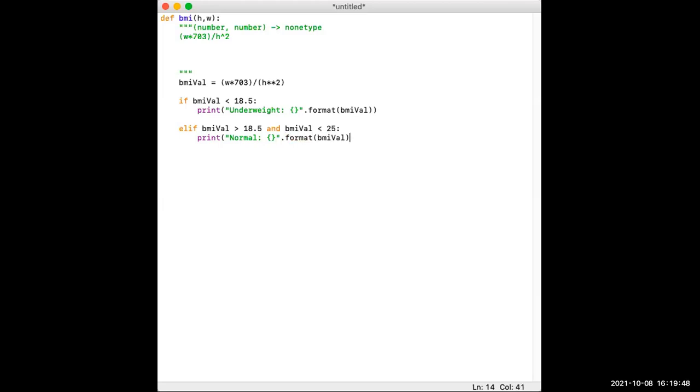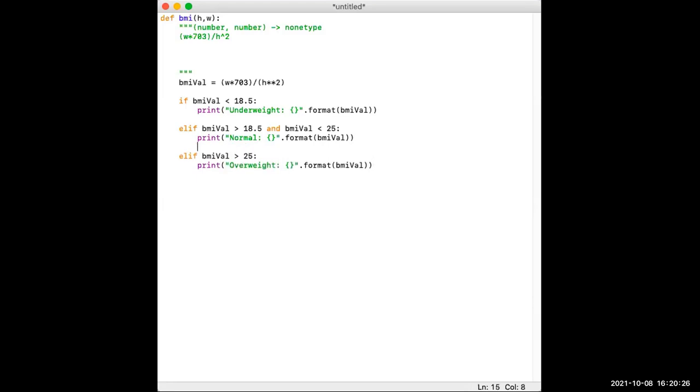BMI val. Okay, and the last condition, we can also add an else, but I think just to make it clear, it's better to have another elif. And then the last case is the case that the BMI value is greater than 25. So in that case, it's going to be overweight. So we're going to print overweight and the value as well. Dot format. And then BMI val. Okay, so I guess I'm done.